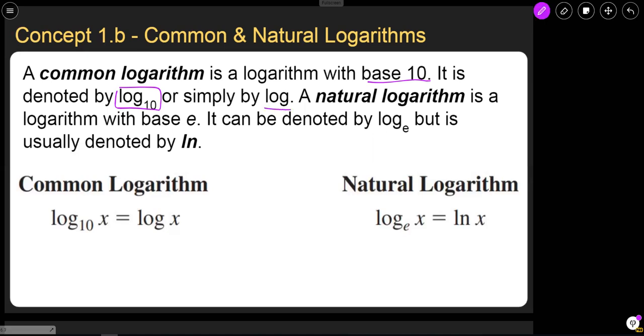And then we also have the natural logarithm, which is the same idea except with the base e. And we denote that by log base e, but usually when we talk about it, we use the letters ln. And I believe this is from French or Latin. It stands for something like log natural. That's the natural logarithm. We have all the conversions down here as well.